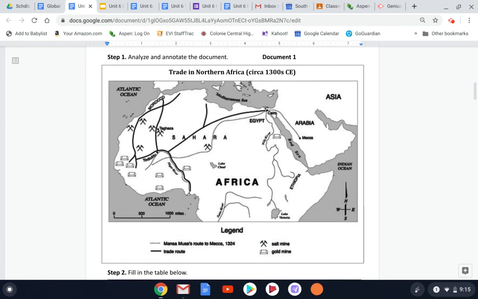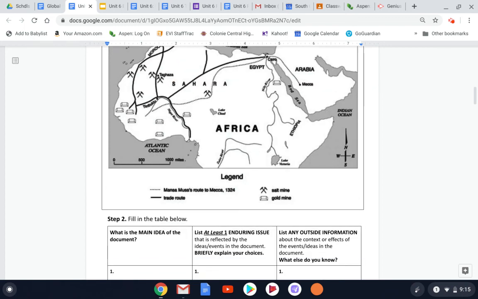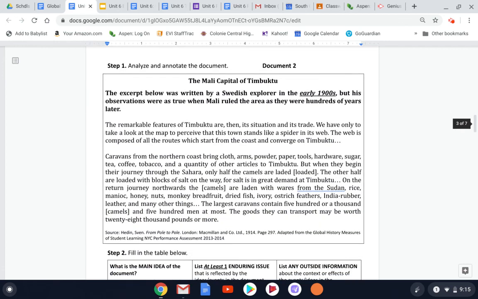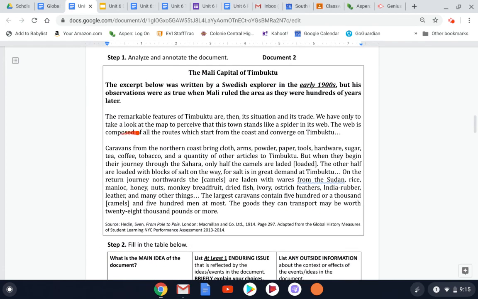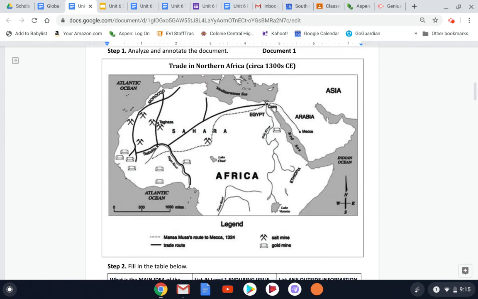So this first document, there's always 2 steps that I want you guys to do. The first one is to take a little bit of time to analyze and annotate each document, which means if this was especially on paper, I would want you and expect you to make a couple of notes off to the side, maybe highlight or point out anything that you see in a map, or if it's a text document like the one below, to read through, maybe highlight or underline any important parts that you see in the document to help you come up with a main idea and get the gist of what they're telling you.